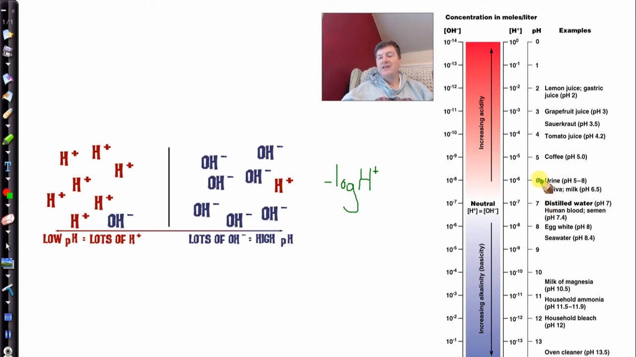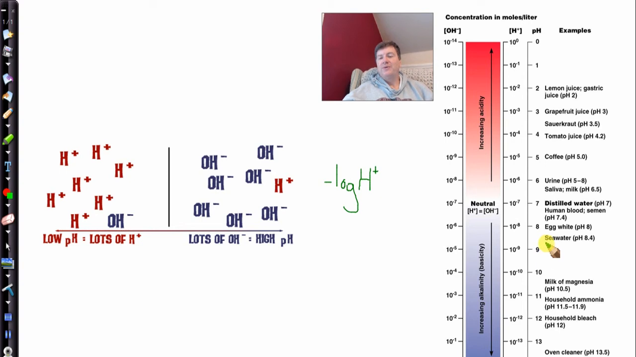But if I go 6 to 5 to 4 to 3, since it's a negative log, that means it's actually becoming more concentrated, and that means there's even a higher concentration of hydrogen ions. That's what makes this more acidic. This is what makes this direction more basic. A pH of 7 to a pH of 8 is going to be 10 times less hydrogen ions. From 7 to 9 is 100 times less hydrogen ions because it's a negative log scale.